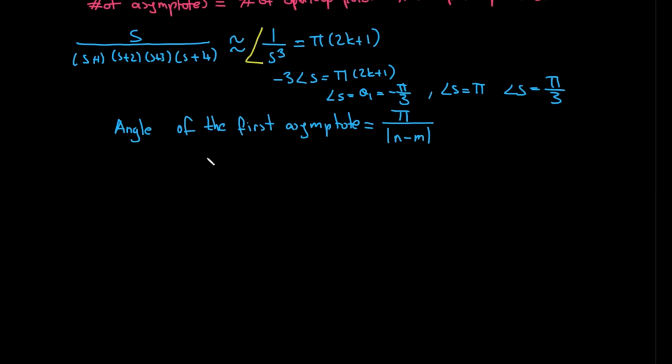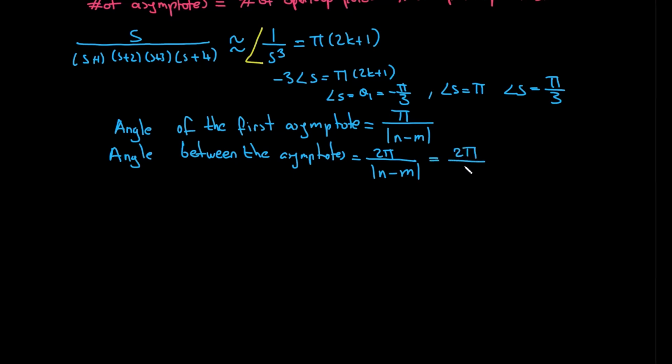And the angle between the asymptotes, so as you see, the angle between asymptotes is 2 pi over 3 here, 2 pi over 3 here, and between those two, it is 2 pi over 3. So the angle between the asymptotes is equal to 2 pi divided by n minus m. Okay, so in our example, this was 2 pi over 3, and this was pi over 3.